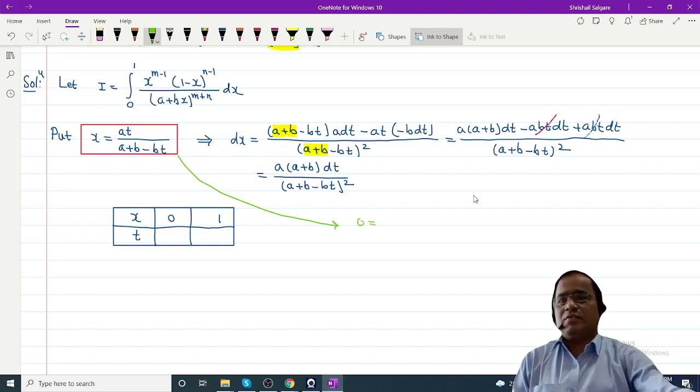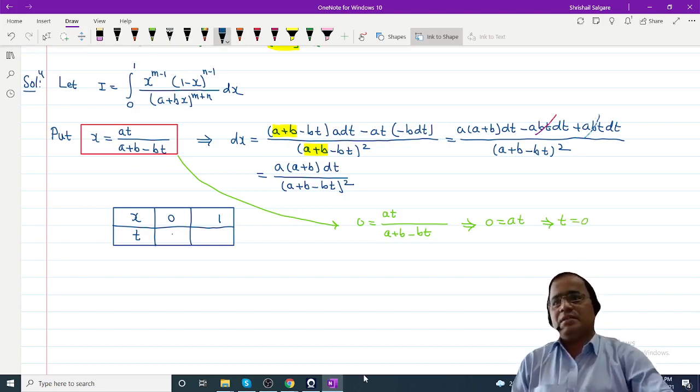0 is equal to at divided by a plus b minus bt. Someone is unmuted. If you want to tell the answer, then it's okay, otherwise mute yourself. What is t? By taking cross multiplication, it becomes 0 into a plus b minus bt equal to at. So from this, what is t? At least tell the last step. 0. Yes. So the lower limit of the integral is 0.